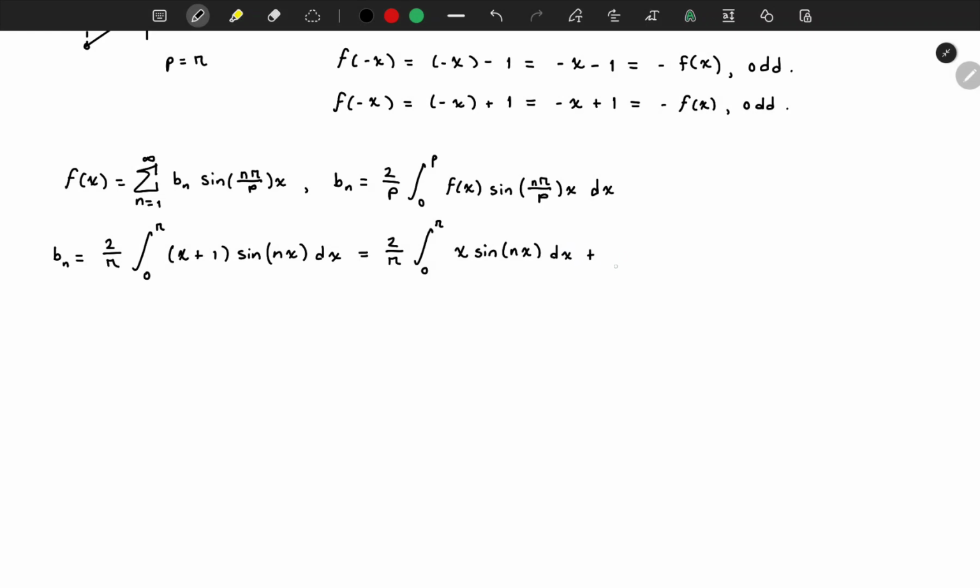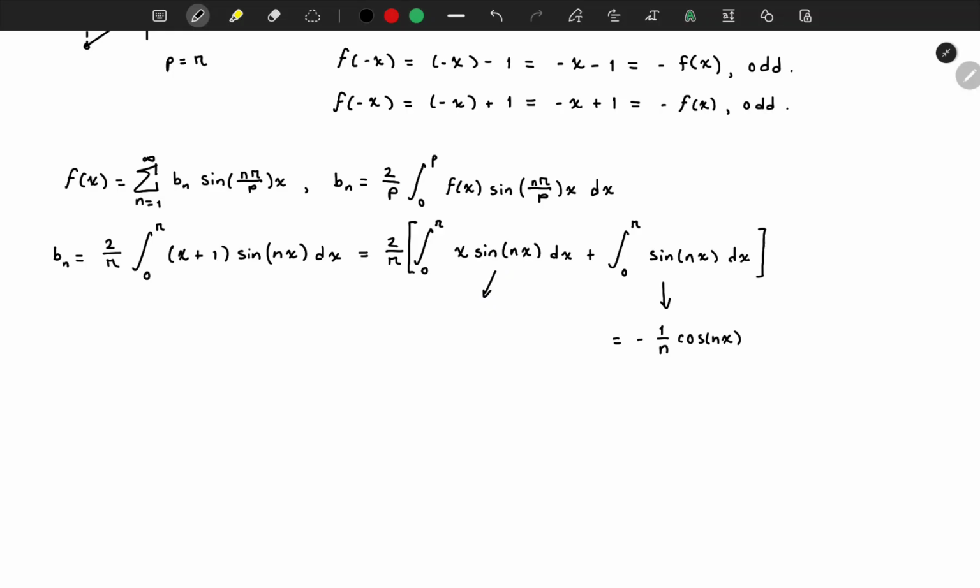We're going to split these integrals, plus the integral of sine nx dx. So now we know that the integration for this is awfully simple. This would just be equal to negative 1 over n cos nx. That would be the integration for that.